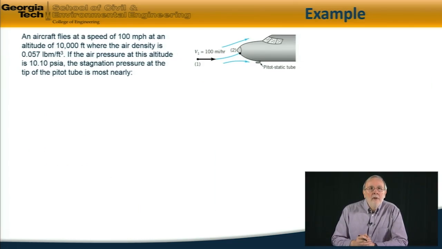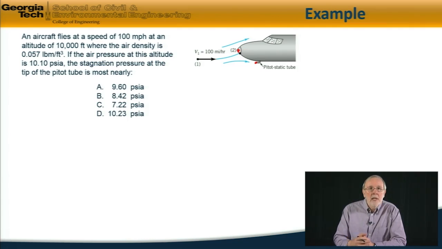An example of that: we have an aircraft flying at a speed of 100 miles an hour at an altitude of 10,000 feet. The air density is 0.057 pounds mass per cubic foot. The air pressure is given as 10.10 pounds per square inch. The stagnation pressure at the tip of the Pitot tube, or at this point 2 here, is most nearly which of these alternatives? So here's the solution.